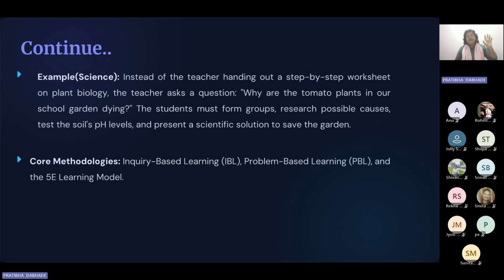See, again, somehow here we are talking about competency because they are solving the problem, right? They are not only getting knowledge about plant biology, right? But there is a scenario, or the problem, that the tomato plant in the school garden is dying. So what are the students doing? They are making groups. They are doing research. They are finding different causes, to get better knowledge about why this particular situation is happening. They are going with the experimentations. They are checking the texture of the soil, the pH of the soil, right? And after that, they come up with the solution. So it is solution based here, right?